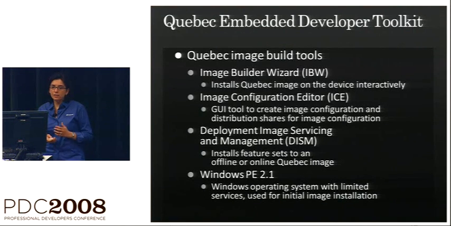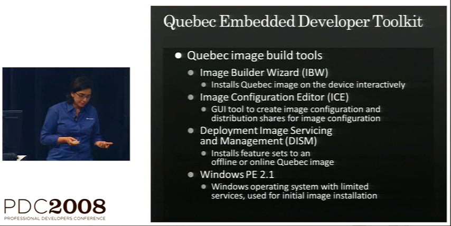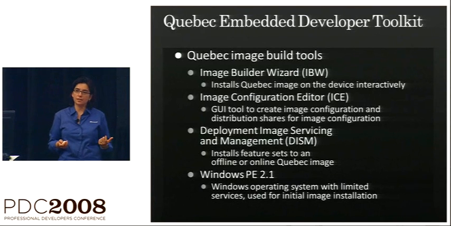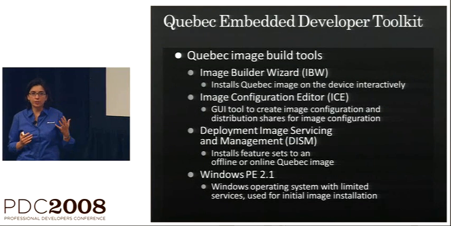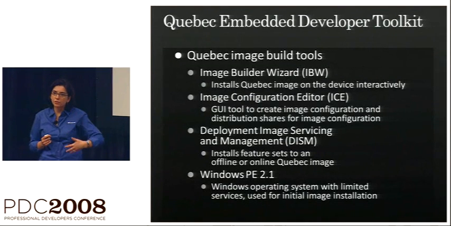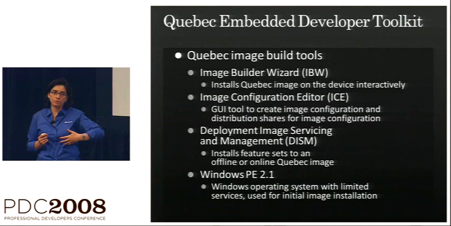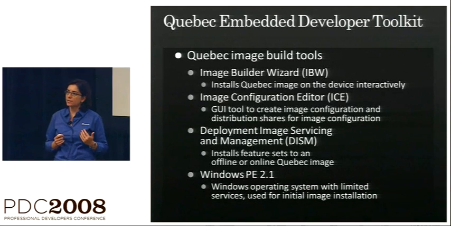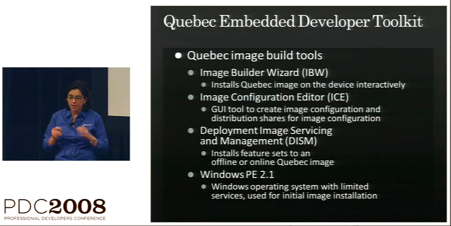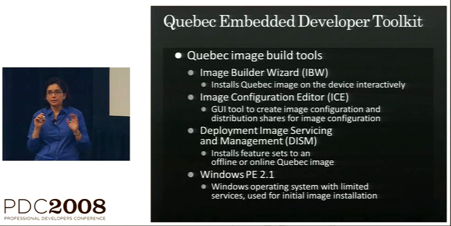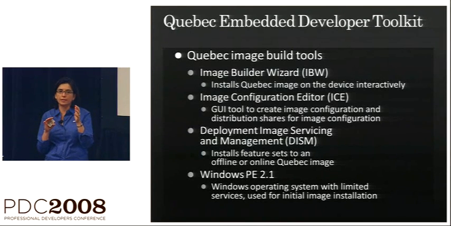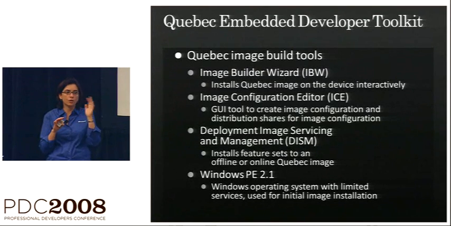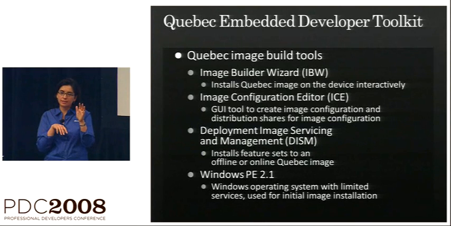Now, the next tool is called Image Configuration Editor. Obviously, IBW is not the experience that all developers need. Once you're done with your learning and prototyping, you want to go to extremes and customize your image, make it reproducible, make it integrate with your version control system. So ICE gives you those capabilities. ICE is basically a GUI tool that you can go through to save all the feature sets that you want to include in your image, all the eCore settings, all the scripts that you want to run, all the drivers. Save all of that in an XML file.